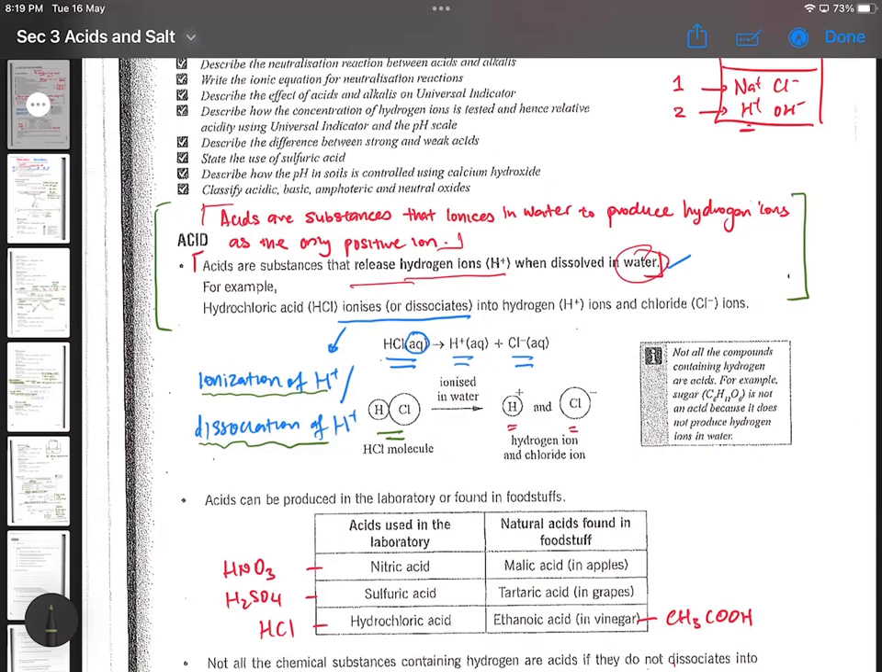Now, you might ask me, why does it need to be water? Those doing A-level chemistry, your teacher will tell you. As of now, we don't need to know why, but we need to know water is essential. So without the presence of water, no ionization will occur.